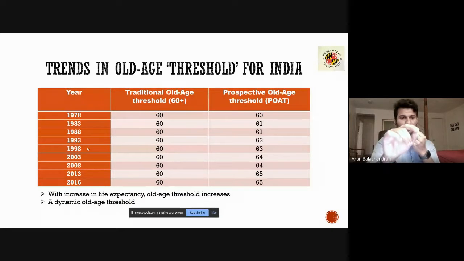So here we have over time, the old age threshold in 1978 was 60, and the prospective old age threshold, which is the expected number of remaining years being 15, is also 60. Whereas the prospective old age threshold increased over time, the traditional old age threshold has been static over time. All right. So this is an example of using the prospective old age threshold to understand population aging in India.